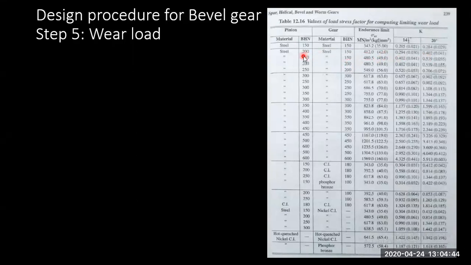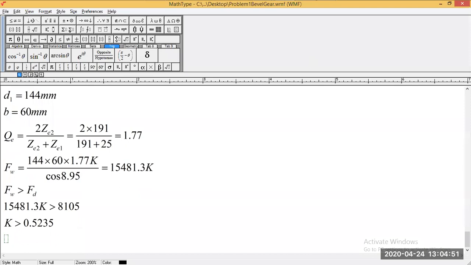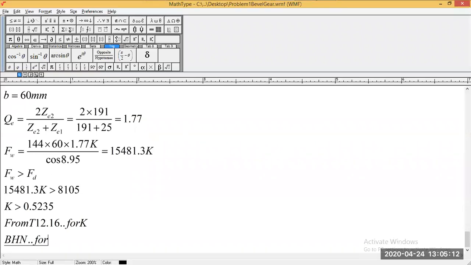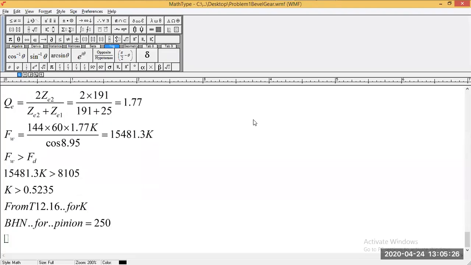Let's go back. So let's wind up. So BHN from K, BHN for pinion equals 250, and BHN for gear is 150.